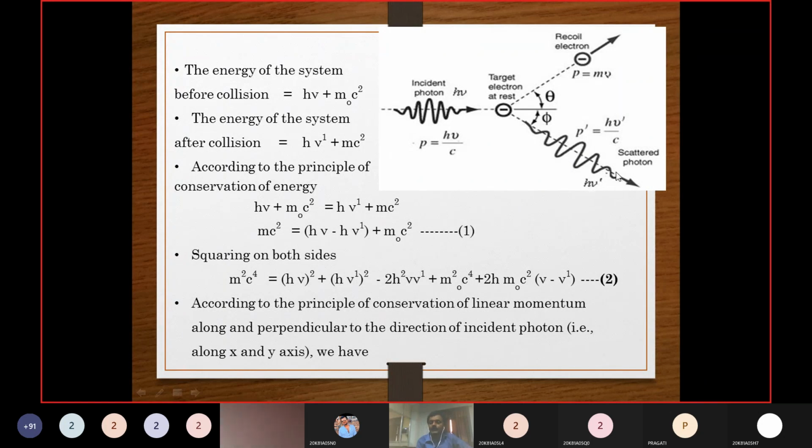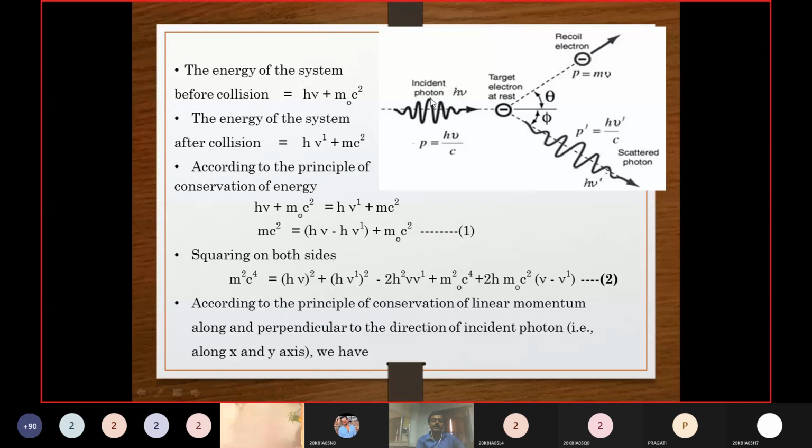The momentum of the photon is p dash = h nu dash by c. Here nu dash means the changed frequency, so the frequency will decrease. Initially the frequency is high, and after collision the frequency is decreased. So energy is h nu dash and momentum is p dash = h nu dash by c.